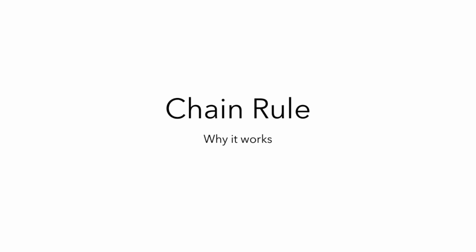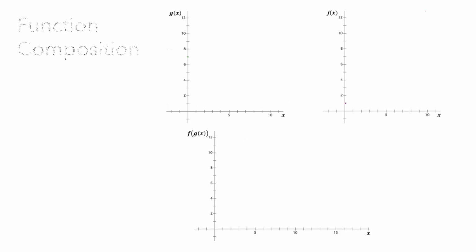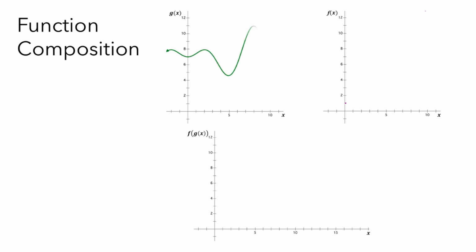Now that you've learned about how to use the chain rule, I'll explain why the chain rule works. First, let's talk about function composition. Here are the graphs of two functions, g of x and f of x. And we'll pick a value of x and call it a.